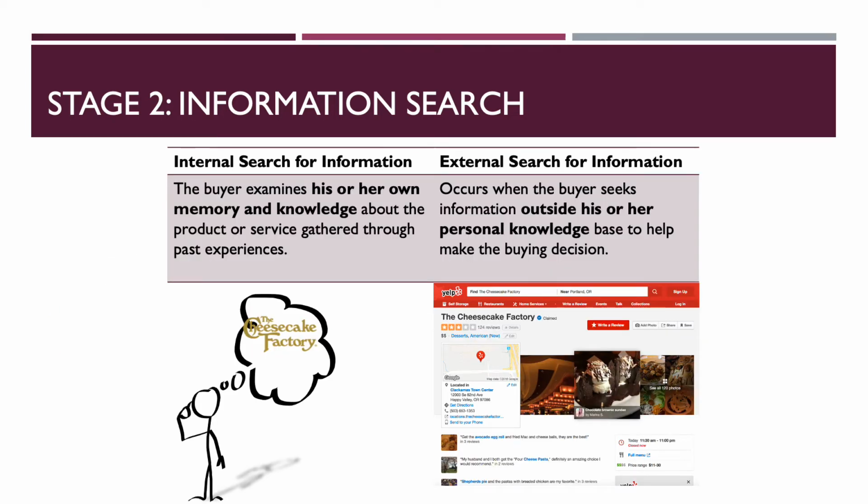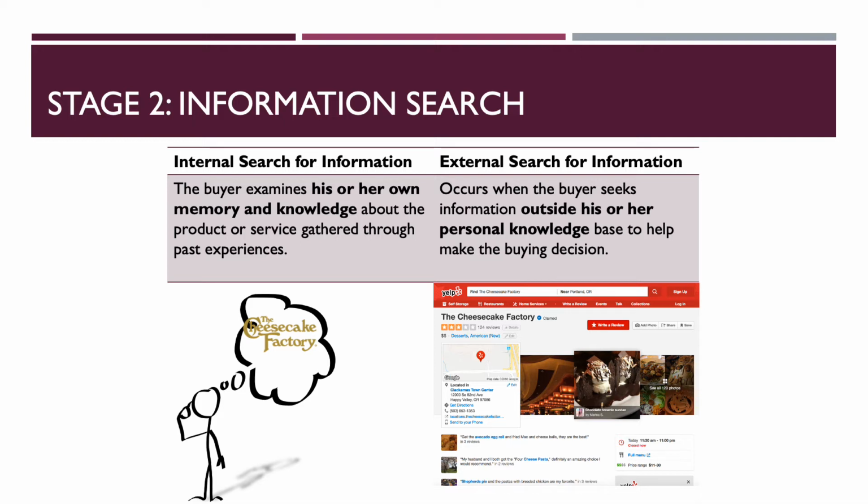Regardless of the required search level, there are two key types of information search: internal and external. In an internal search for information, the buyer examines his or her own memory and knowledge about the product or service gathered through past experiences. For example, let's say we have Katie as a scenario. Every time Katie craves dessert, she heads straight to the Cheesecake Factory. In making this choice, she relies on her memory of past experiences when she has eaten at this restaurant.